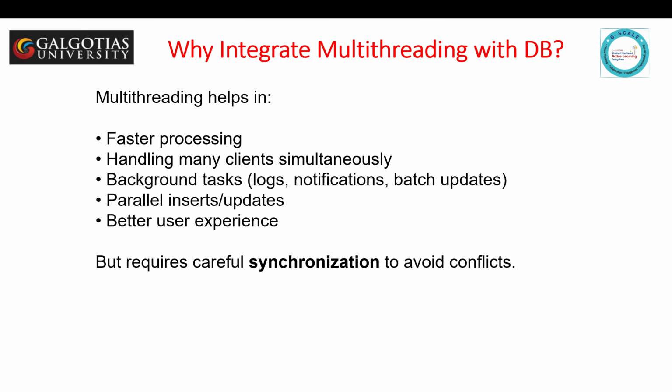Now the question is, why do we need multithreading with databases? Multithreading helps in faster processing, handling multiple clients at the same time, running background tasks like logs and notifications, and performing parallel insert and update operations. All this leads to a better user experience. However, when multiple threads access a database, we must be very careful and use proper synchronization to avoid conflicts.